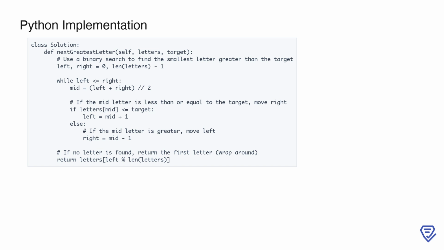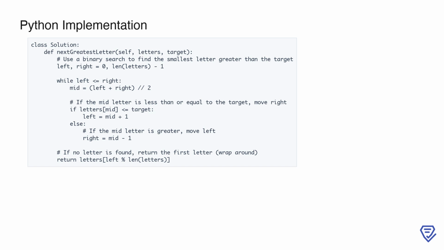The function nextGreatestLetter takes two inputs, a sorted list of characters, letters, and a target character, target. The goal is to return the smallest character in the array that is strictly greater than the target. If no such character exists, the search wraps around to the start of the array.